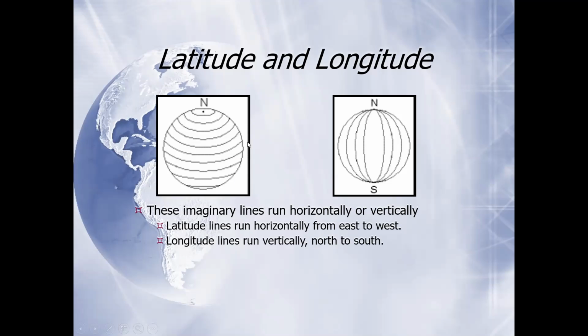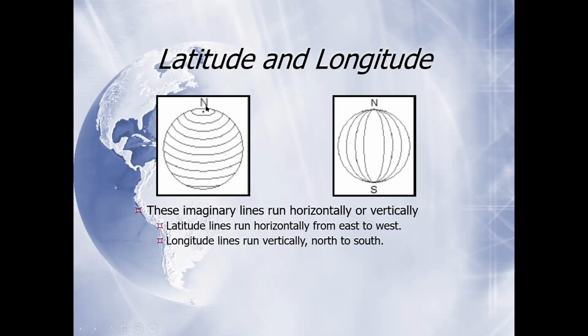These two figures show a sketch of a globe. In the figure on the right side, the longitudinal lines are shown, and in the figure on the left side, the latitude lines are shown. So these imaginary lines either run horizontally or vertically. Latitude lines run horizontally from east to west.